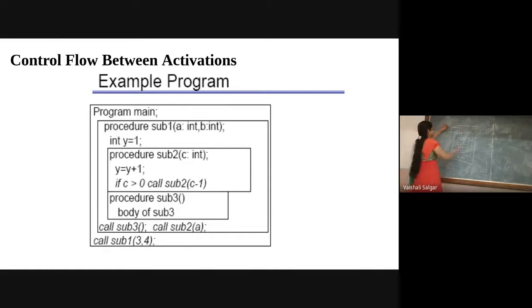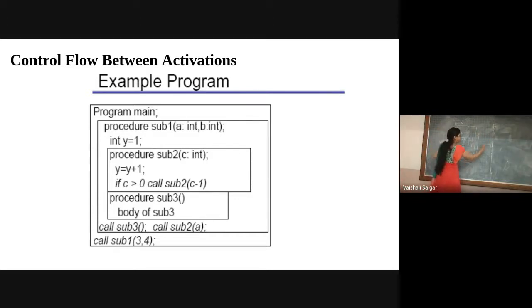Okay, so now see, as I mentioned, in Pascal, a procedure definition within a procedure, we are calling it a nested procedure. That is possible in Pascal. But in C, a procedure definition within a procedure is not allowed. So we will see for this particular example how the control will go.